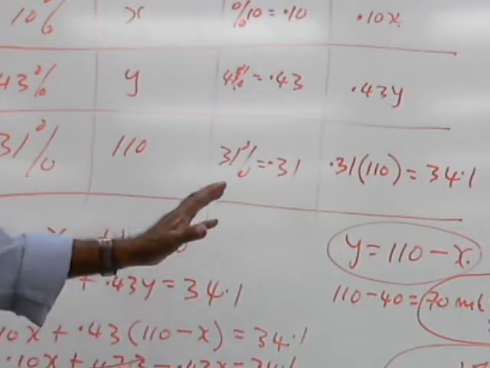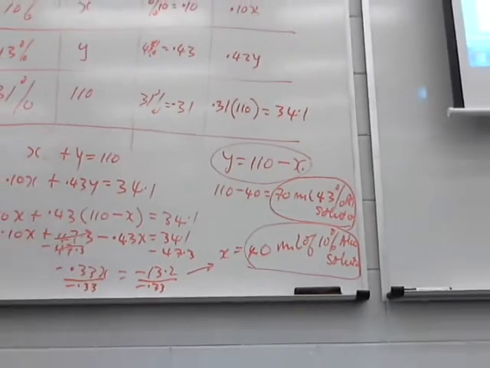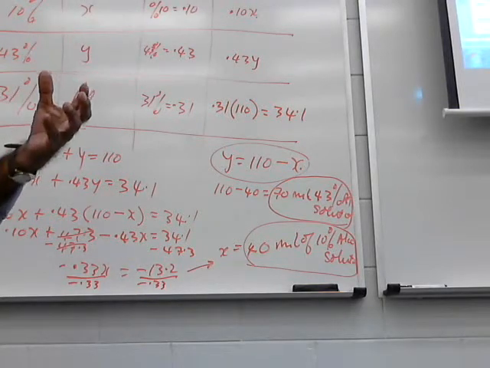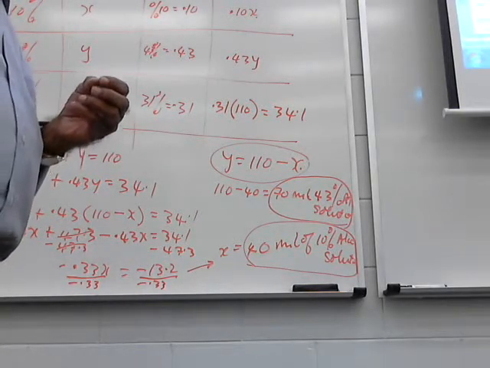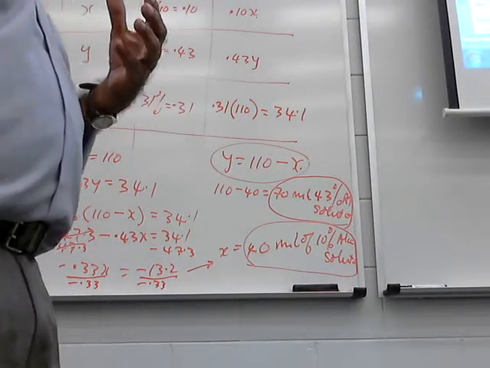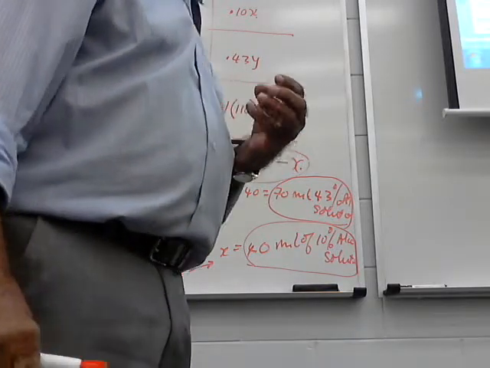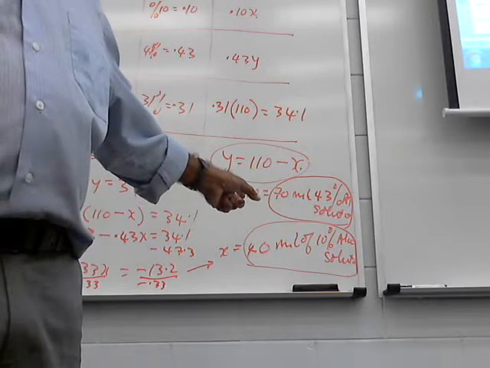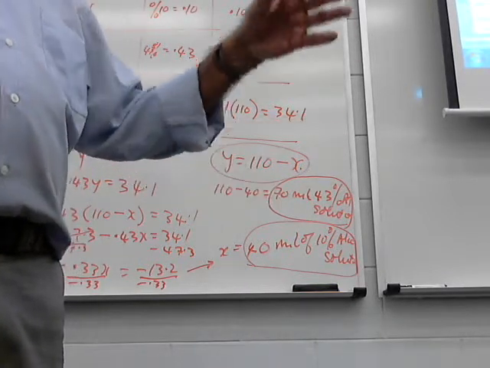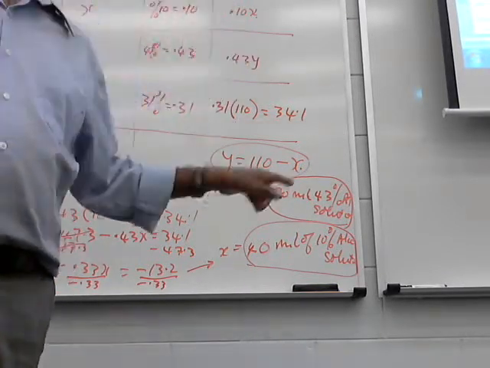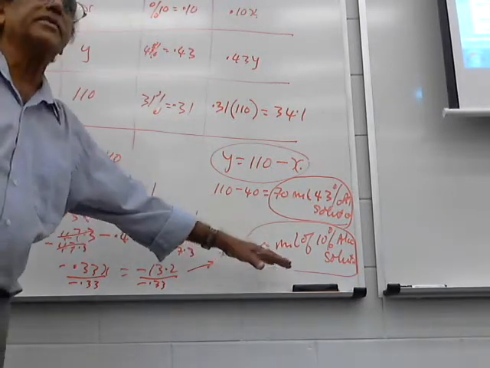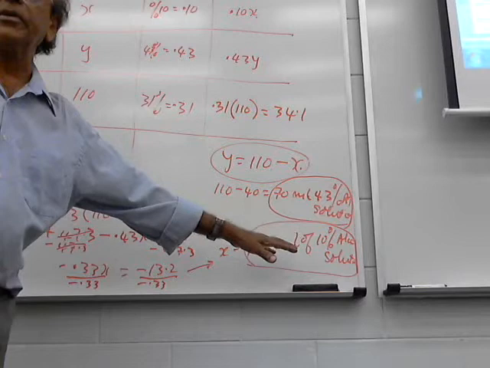So this is what we need. So then your mixture would have 70 milliliters of 43% alcohol solution and 40 milliliters of 10% alcohol solution. That's what you will have in the mixture. Anybody have any question on this? I don't have much space to space it out, so that's why it looks a bit jumbled up here.